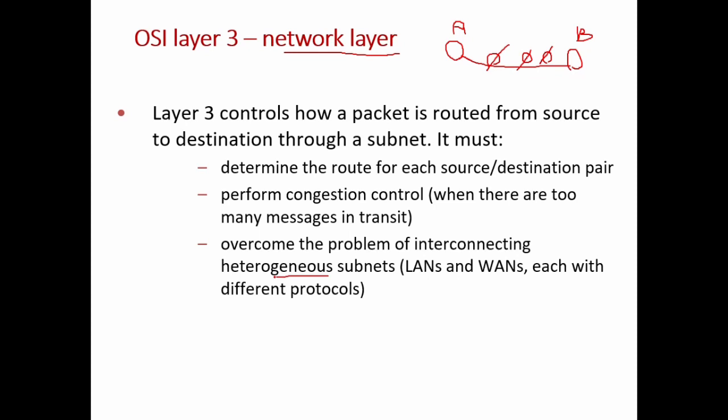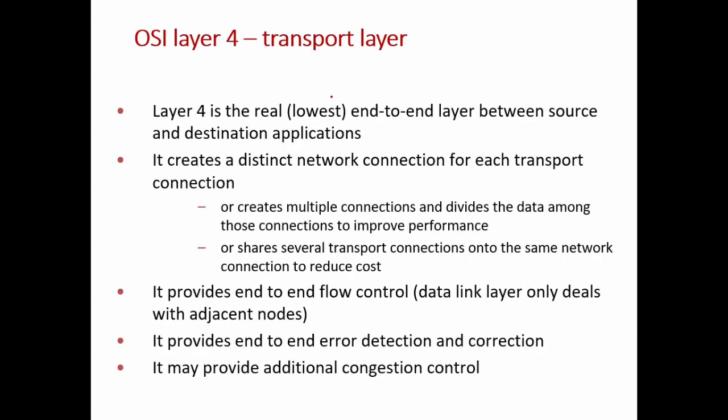So what does it mean by heterogeneous? Once we have combinations of different platforms, for instance, LANs and WANs and other platforms, those would be heterogeneous, and each of them has its own protocol. How can we put together these heterogeneous subnets and come up with a network? This is, again, the main responsibility of the network layer.